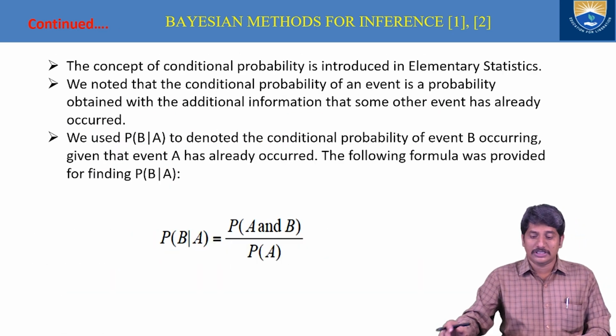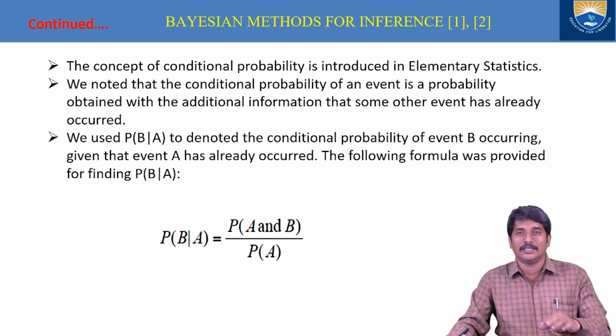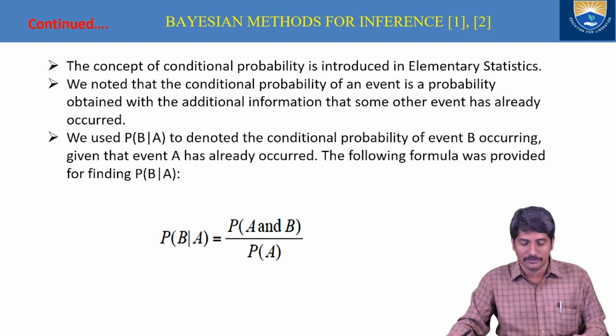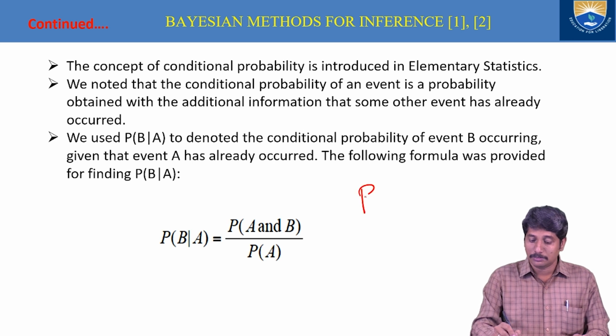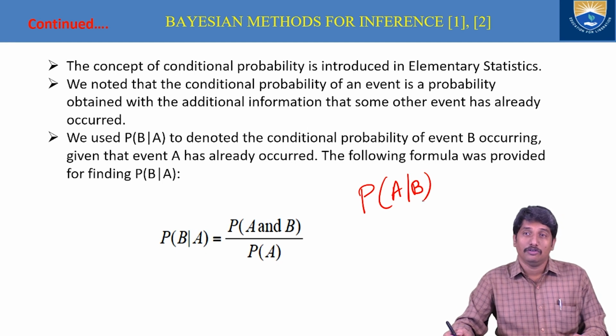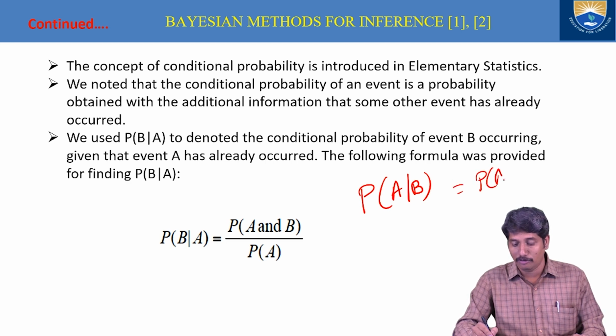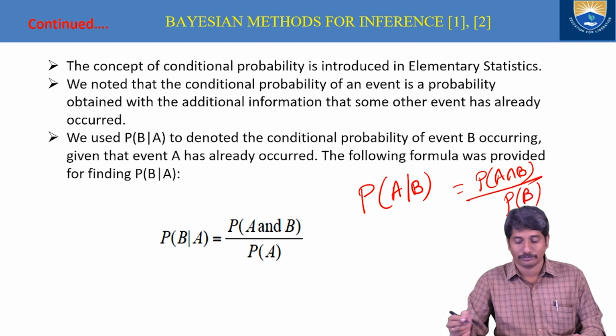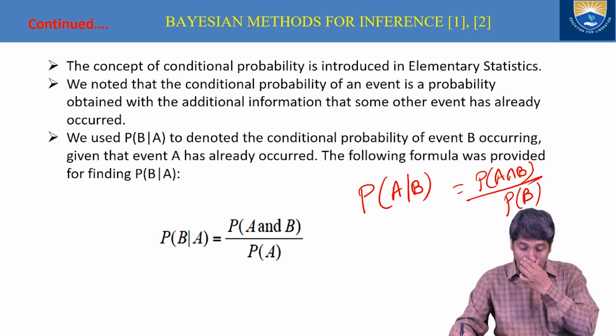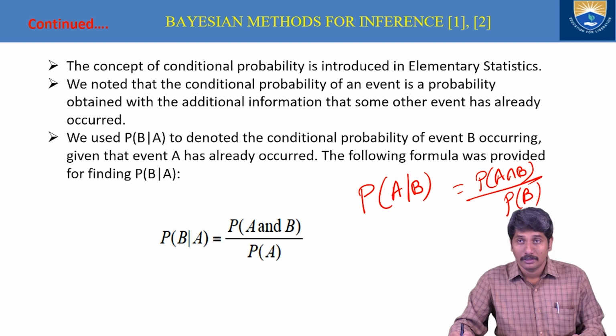the concept first. In order to understand these things mathematically, first let us try to recall what conditional probability is. Conditional probability is nothing but P of A given that B has already happened. Okay, probability of happening of A given that B has already happened is defined as P of A intersection B over P of B.